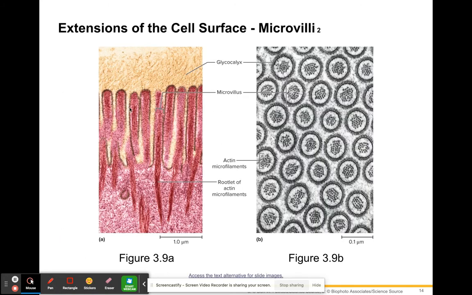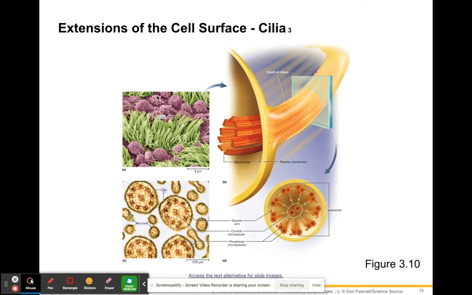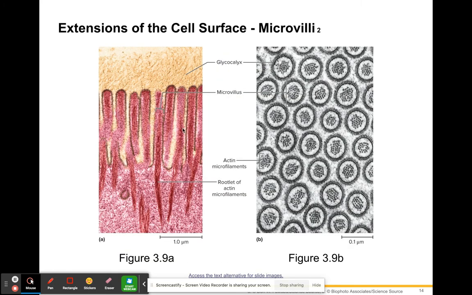So we can see them here. These little microvilli, these cilia here. This would be the surface of a cell, with little finger-like projections that come off of the cell membrane. Here you're looking at a cross-section. Here you're looking at more of a bird's eye view. So these extensions are coming off this way instead of going up like we see them in this picture, but it's the same idea.